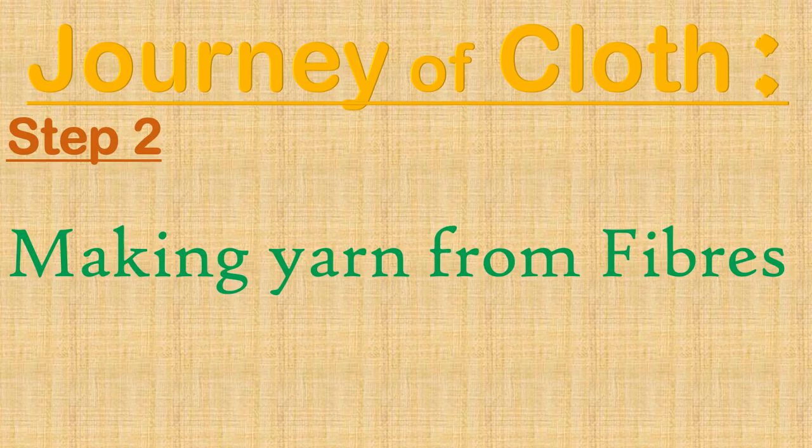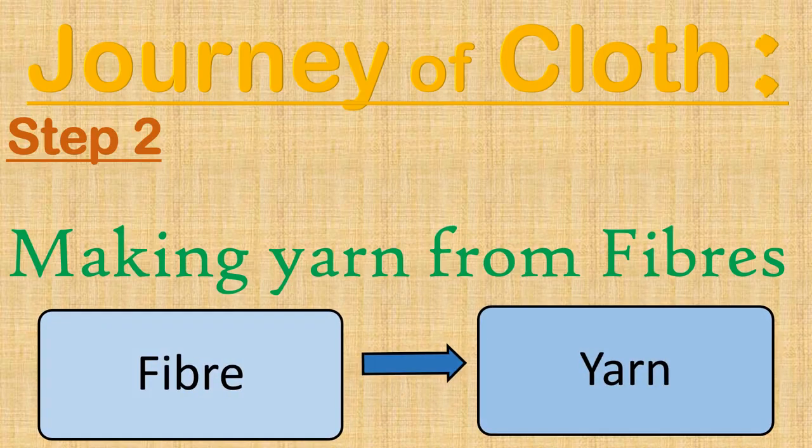Students, you all are aware that in this chapter we will be learning about the journey of a cloth. In lecture number 1, we have learned about the first step, that is obtaining fiber. Now, let us learn about the rest of the steps. The intermediary step is making yarn from fiber. Conversion of fiber into yarn is the second step.